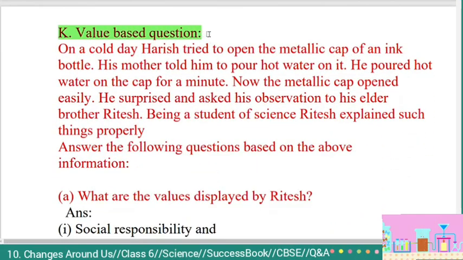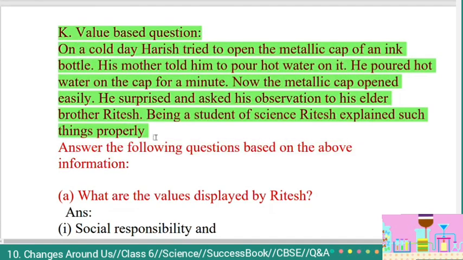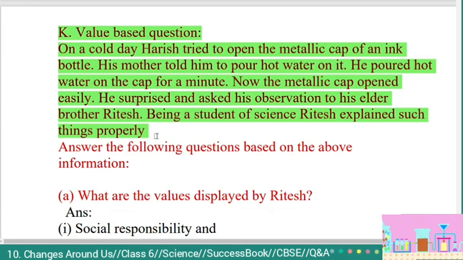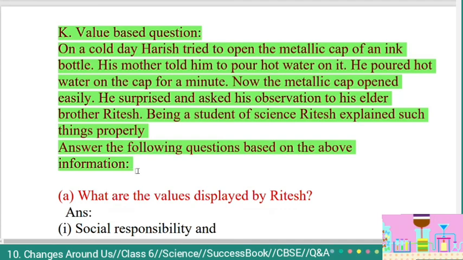Next, value based question. On a cold day, Harish tried to open the metallic cap of an ink bottle. His mother told him to pour hot water on it. He poured hot water on the cap for a minute. Now the metallic cap opened easily. He was surprised and asked his elder brother Ritesh about his observation. Being a student of science, Ritesh explained such things properly. Answer the following questions based on the above information.